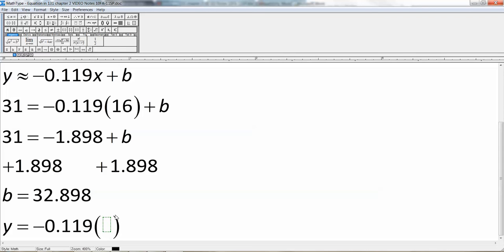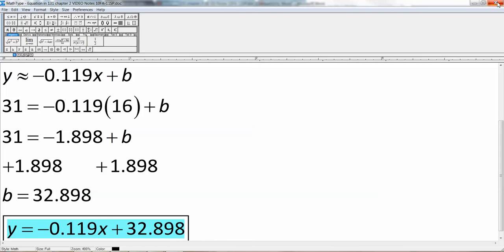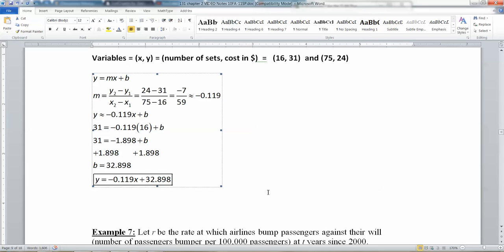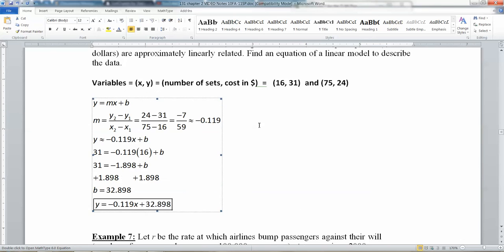And if you round a little bit, you're going to lose a little bit of accuracy. That's okay. It's not the end of the world. As long as you show your work, that's one of the reasons that I have you show your work. As long as you show your work, you should be around those values. So 0.119 and 32.898. Something like that. Might be 32.9, something around those lines.